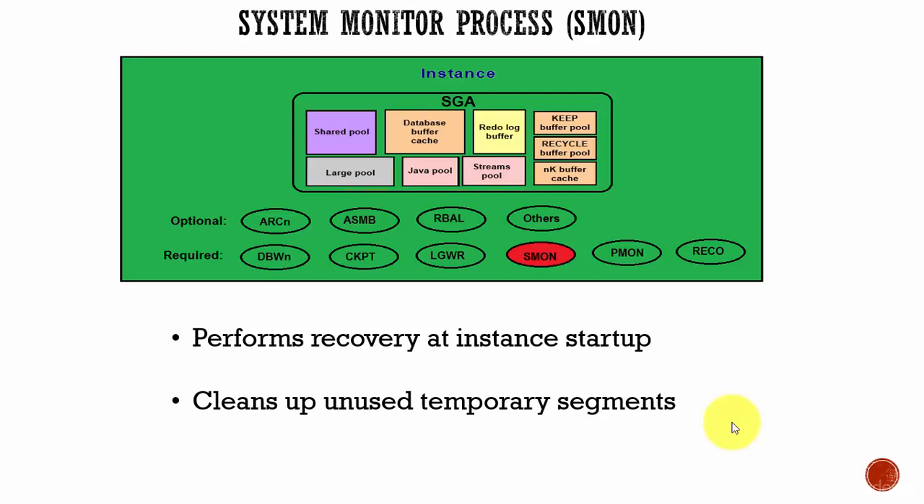Another important function which the system monitor process does is it cleans up the unused temporary segments. That means all the temporary segments that are no longer in use by the Oracle database are cleaned up by this system monitor process. The system monitor process checks regularly to see if it is needed. Other processes can also call the system monitor process if they need its help.